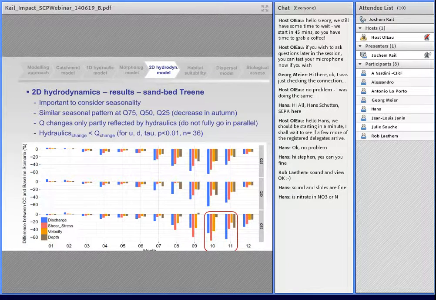But it also shows that discharge changes and hydraulic changes do not go fully in parallel. So you've got some months, indicated by this red box, where discharge changes are largest, but the hydraulic changes are less. And this is because the form of the channel, so the channel cross-section, is asymmetric. So you do not have a linear relationship between these discharge changes and the hydraulic changes.